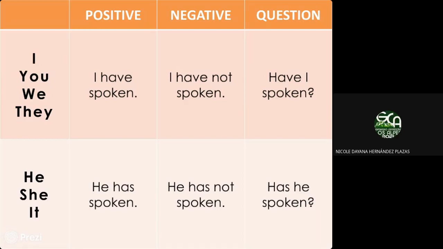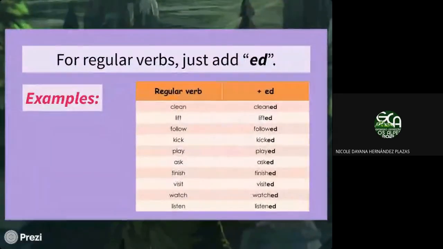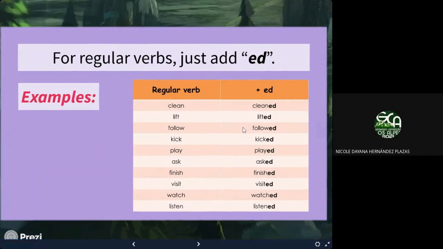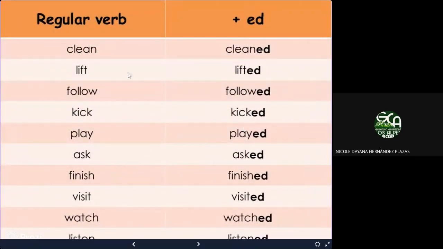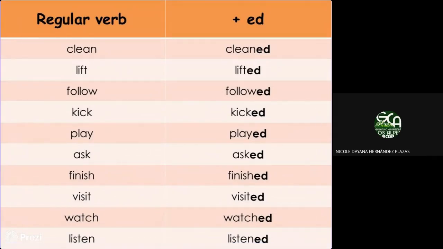Okay, we are going to continue. Now, my dears, as I was telling you, for regular verbs, you just have to add ed. So here you have some examples. Look at this chart. This is a list of regular verbs, the verbs that you usually use. You can take notes of this list, because in that way you are going to know that every single time that you see these verbs, those verbs are going to be with ed. Esos verbos son como de los más usados. Verbos regulares como los más comunes, los más usados, esos son regulares.